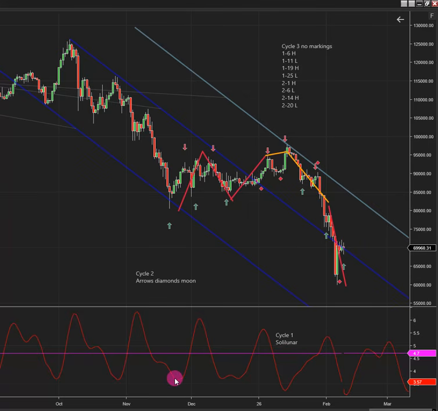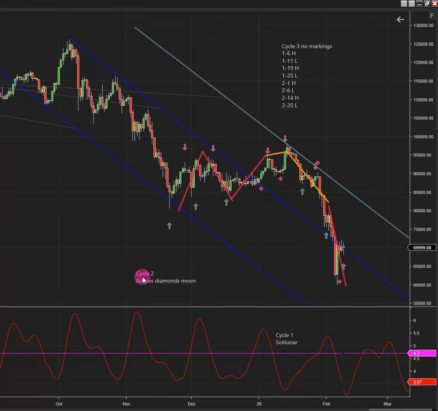And that is also, I marked that starting right here at this low. I marked that with the trend lines over the price action so you can see the turning points a little clearer. The second cycle is the moon cycle that I've shown in the prior videos.